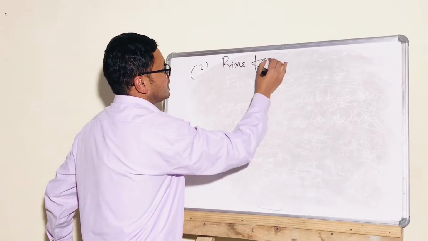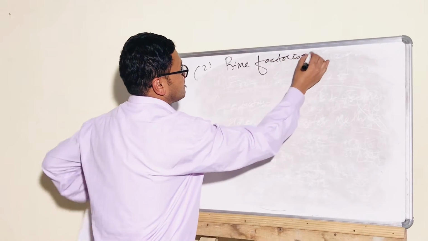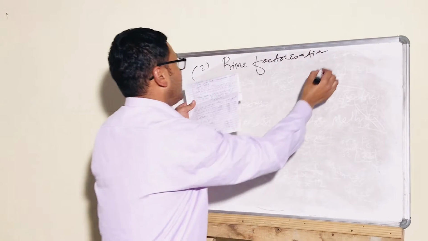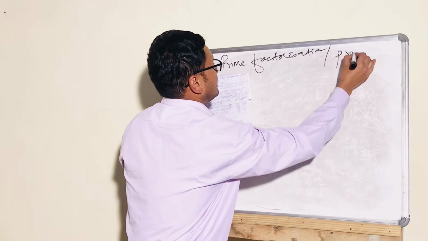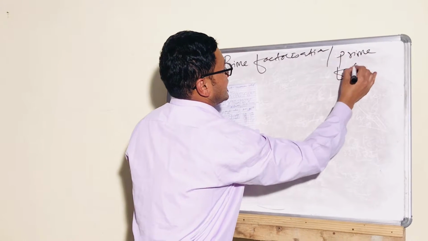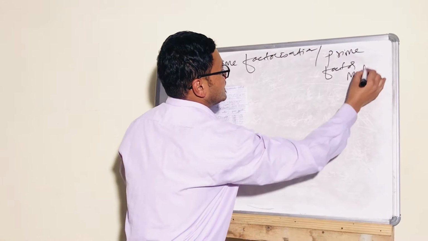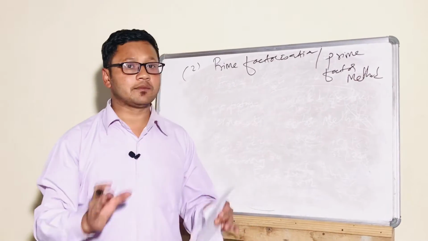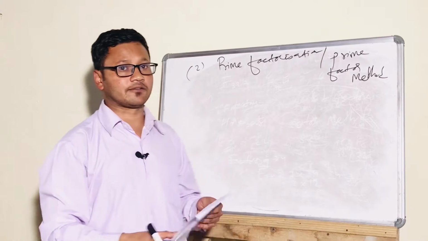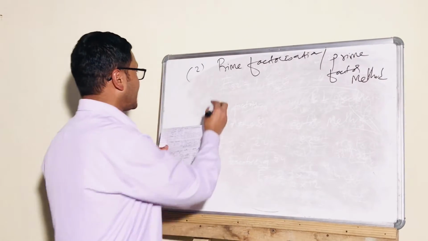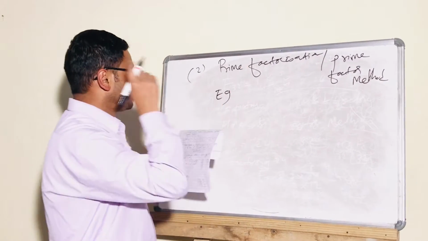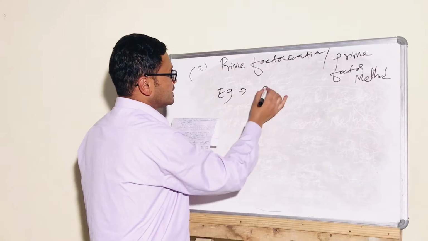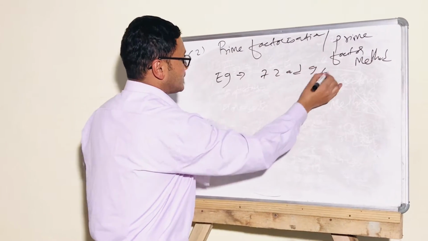Prime factorization, or we can write prime factor method. This is a very famous method to find the HCF. Now we'll see how to find the HCF using this method. Example: 72 and 90.